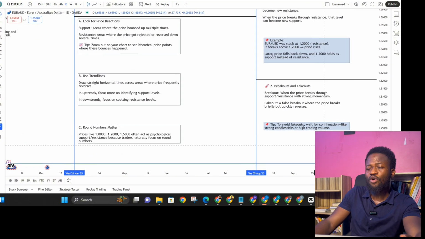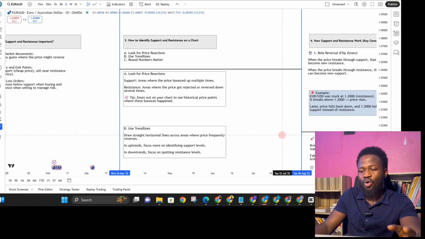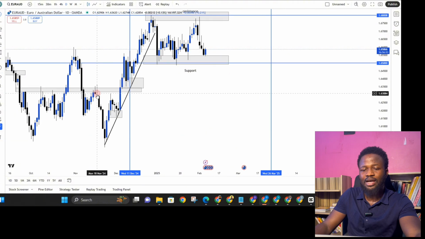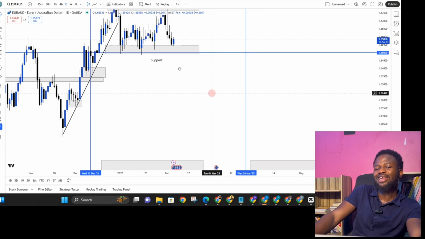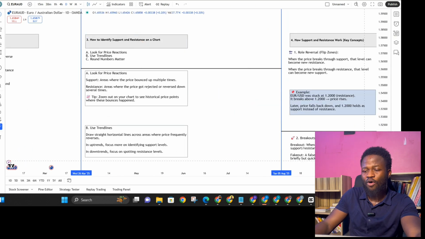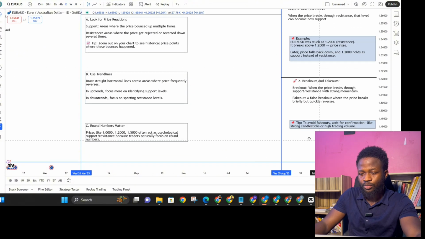All right, so tip to avoid fake out, you have to wait for confirmation like strong candlesticks or high trading volume. So for example, if I wanted to trade this, I need to see a candle above here first. Like example of this now, this candle formed a body above here, went up and came down, and this one did not even go under. This is a confirmation for me to continue riding this guy up. That's what they mean by confirmation. All right, let's move on to the next one.